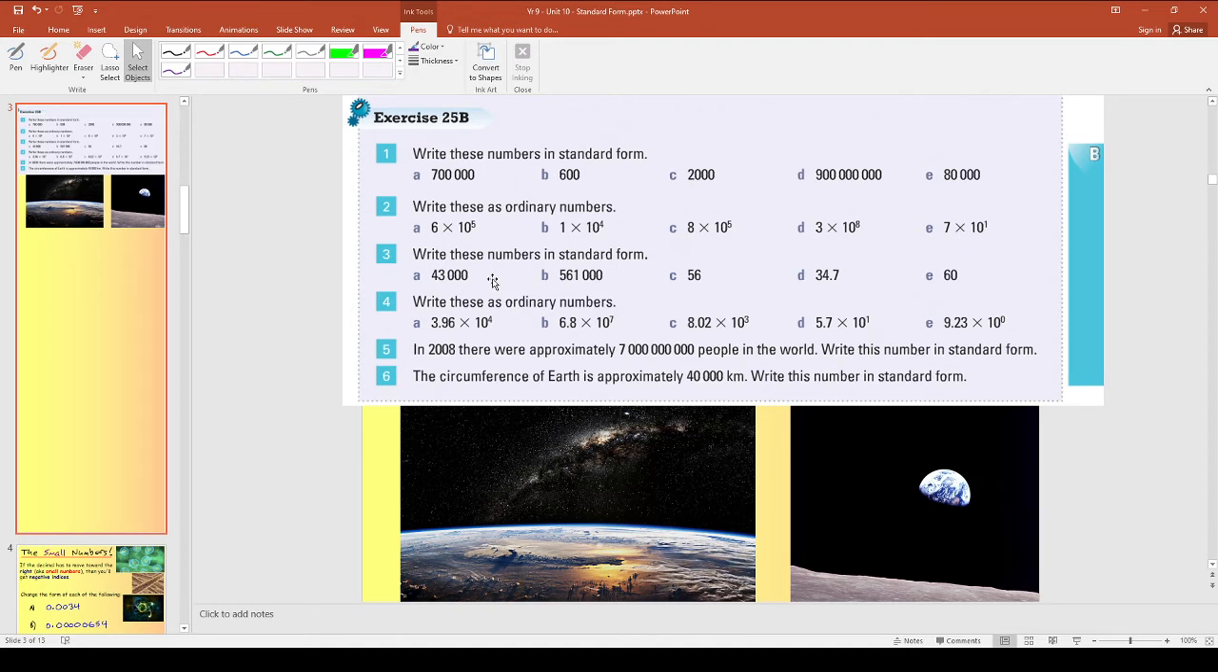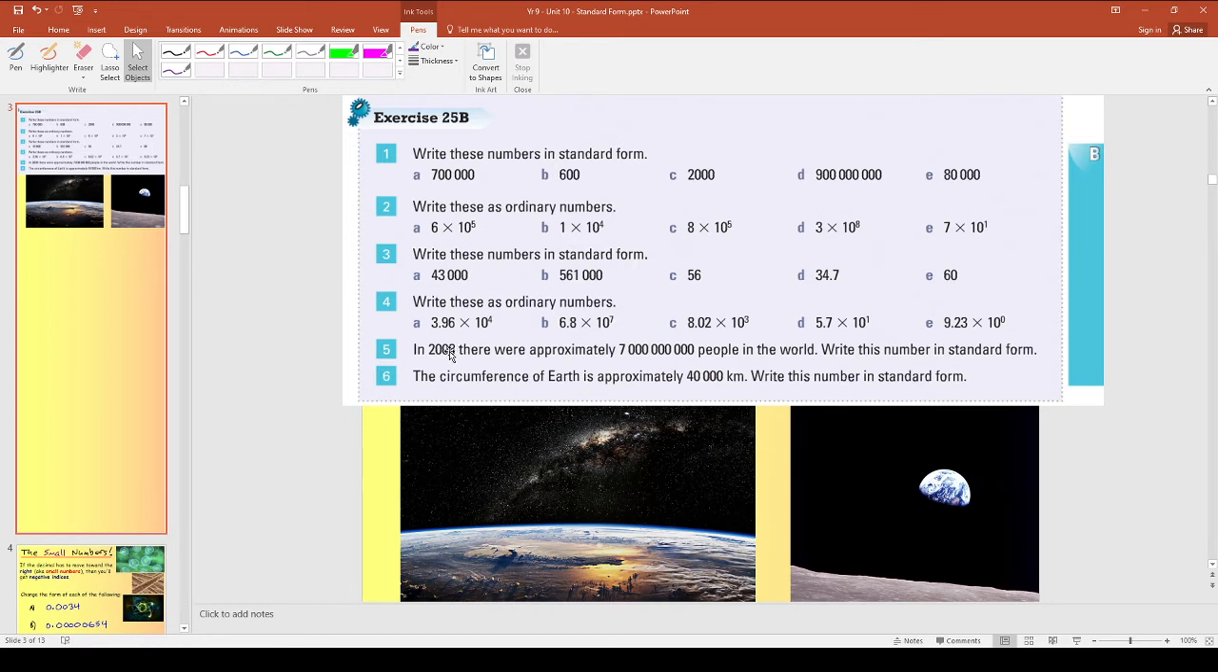Cool. Write these numbers in standard form. 4.3 times 10 to the 4, 5.61 times 10 to the 5, 5.6 times 10 to the 1, 3.47 times 10 to the 1, and 6 times 10 to the 1, or just 10. Cool? Next one, write these as ordinary numbers.